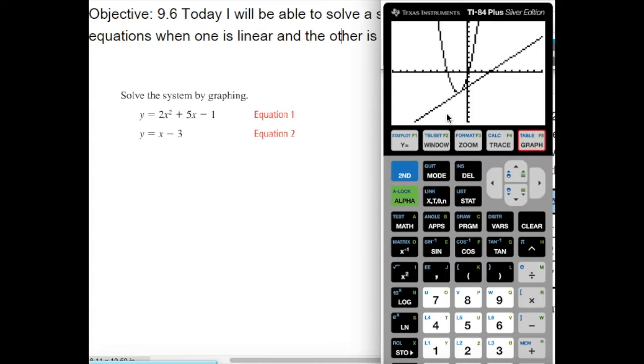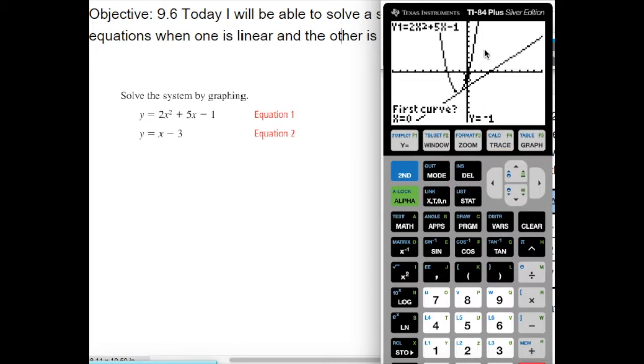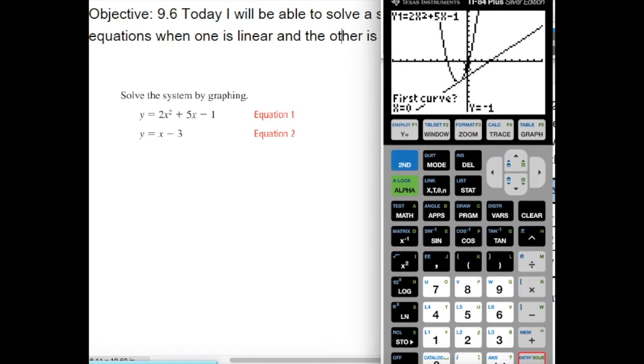As you can see, we have a parabola, a quadratic function, and a linear equation, a straight line. And we have an intersection. So we're going to do second, trace, go to number 5, intersect. What we want to do is find the exact point of intersection. The first curve, the cursor is blinking on my parabola. I'm going to press enter, and it should be close to where the intersection lies. And it's asking for the second curve, so it switches to the linear equation. Then I press enter again, and then enter when you guess.